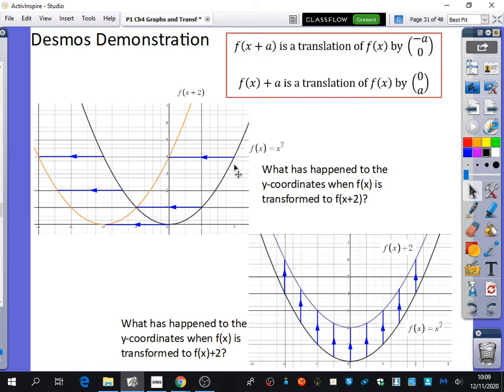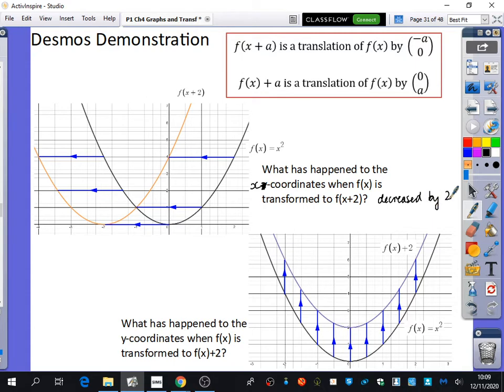The x coordinates have all decreased by 2. So what has happened to the y coordinates when f of x is transformed to x plus 2? I actually don't think I was meaning to ask about the y coordinates. I was meaning to ask about the x coordinates. So what's happened to the x coordinates? The x coordinates have decreased by 2. So can you just make sure you've changed the question to x coordinates? They have decreased by 2.